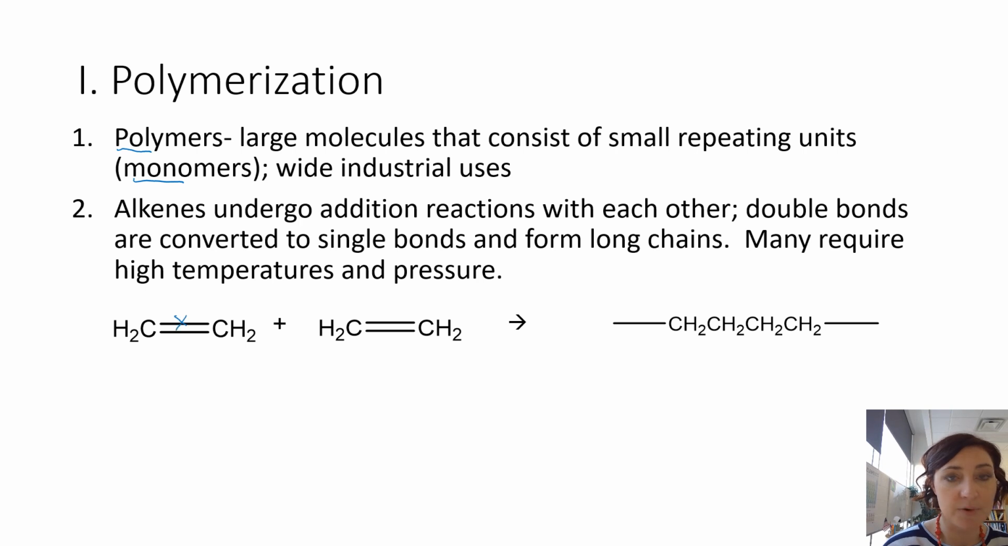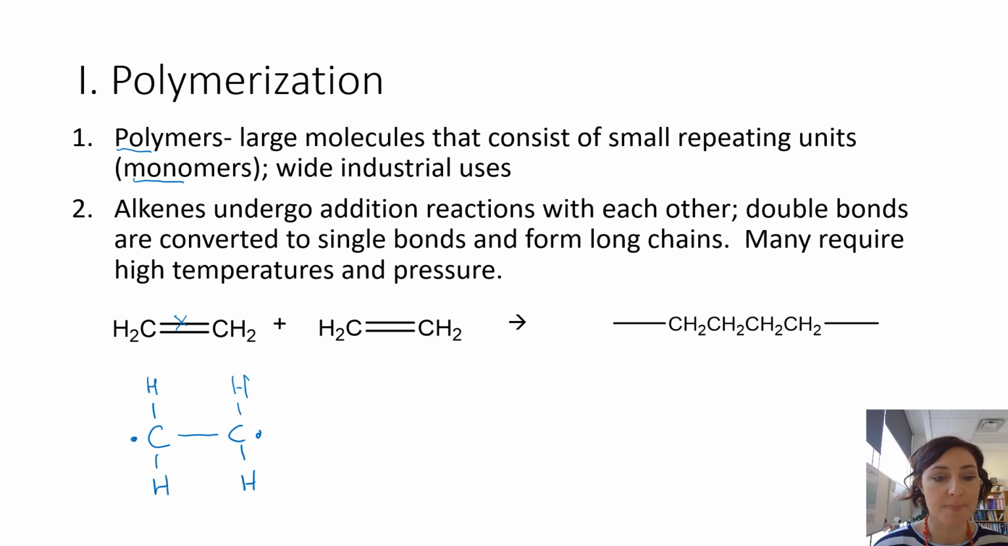So let's say we broke the double bond on the alkene. What we would wind up with is a place on both of these carbons for a bond. Notice the place for a bond here. Well, if I did that to two monomers, I'm going to wind up with carbons that have the ability to create another single bond.